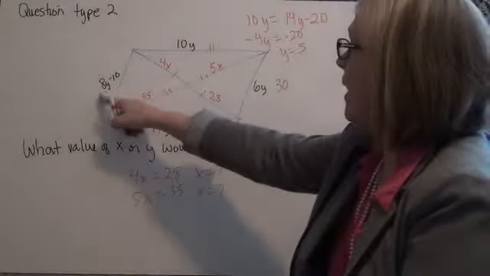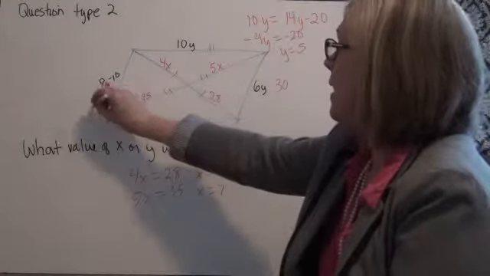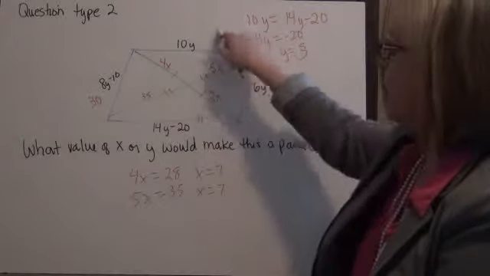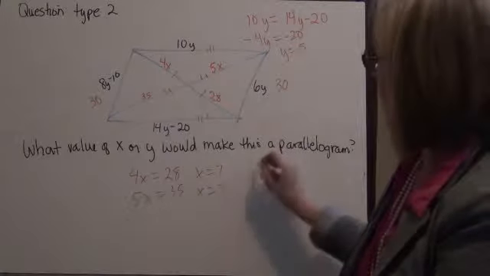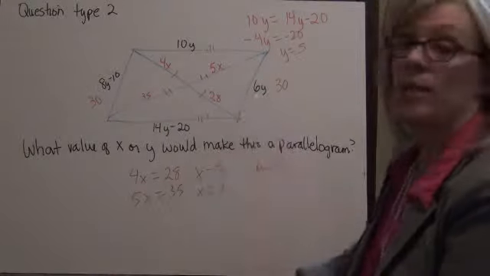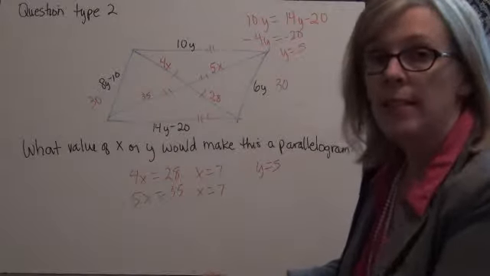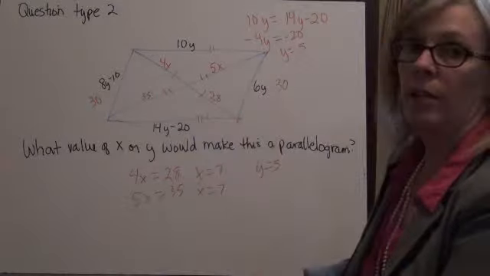Let's plug in a 5 here. 8 times 5 is 40 minus 10, and I get 30. Opposite sides are congruent, so if y equals 5, then that's a parallelogram. Or if x equals 7, that's a parallelogram.